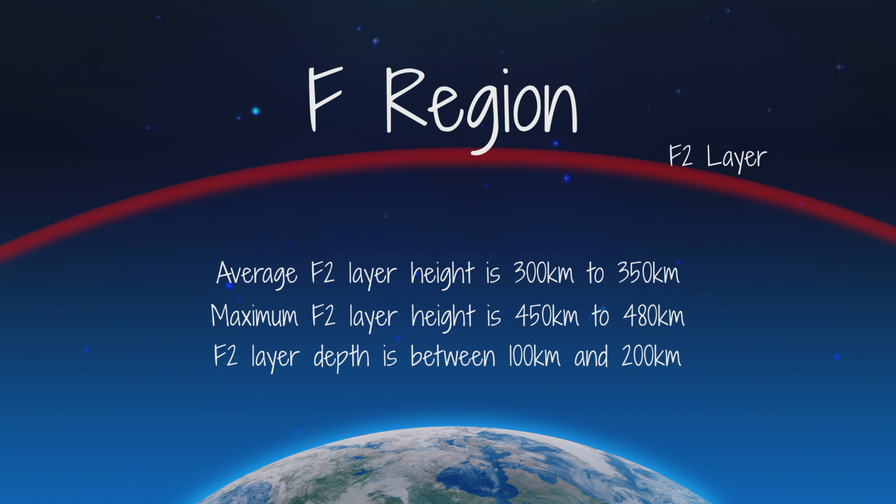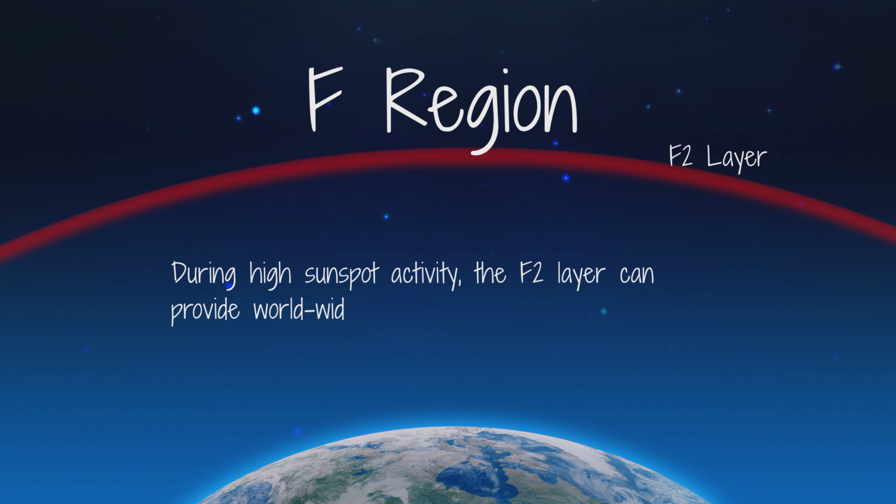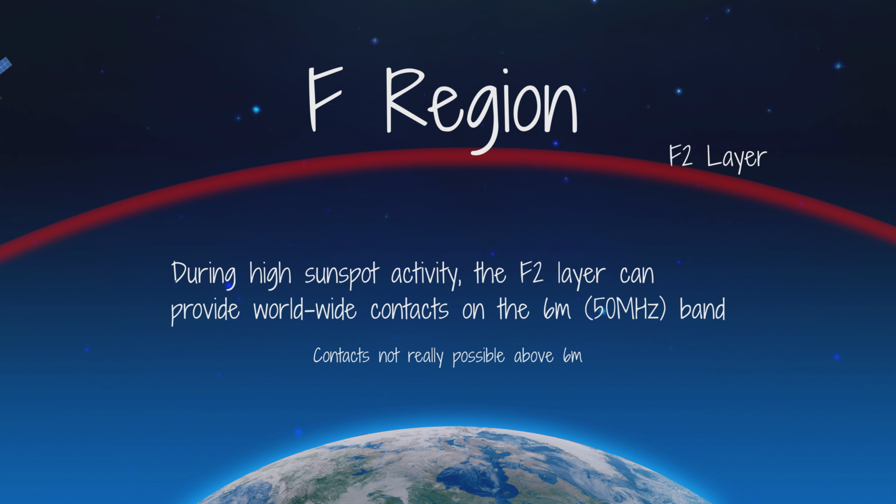During the peak of solar activity, the F2 layer can provide worldwide contacts on the 6 metre band. However, the F2 layer does not reach the levels of ionisation required to return higher frequency VHF and UHF signals to the Earth, except in the special case of trans-equatorial propagation.